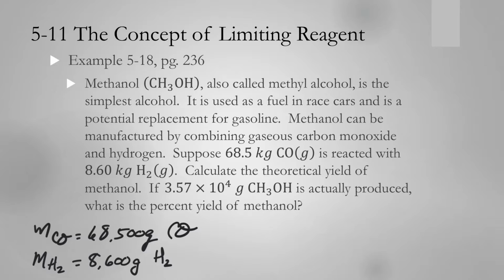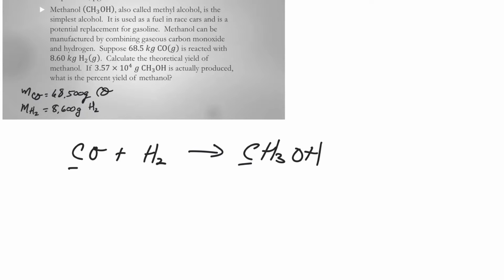All right, so we need to make an equation for this. First of all, we have carbon monoxide reacting with hydrogen to make methanol. And first we need to balance it. We have one carbon, one oxygen, two hydrogens to four hydrogens. And so we need a 2 in front right there, and it is now balanced.